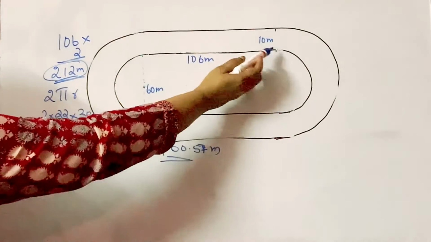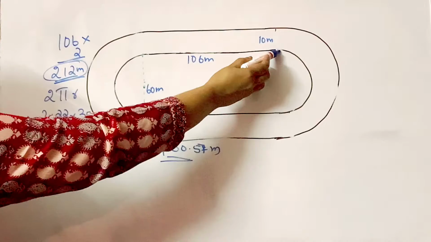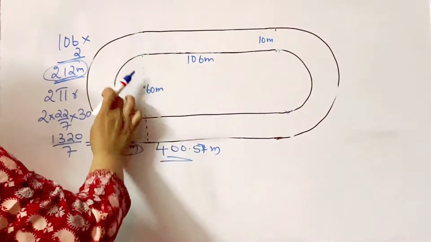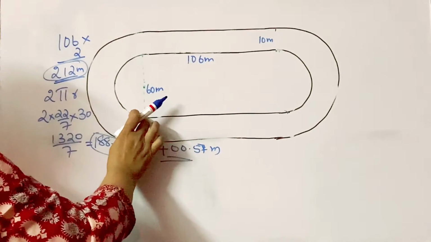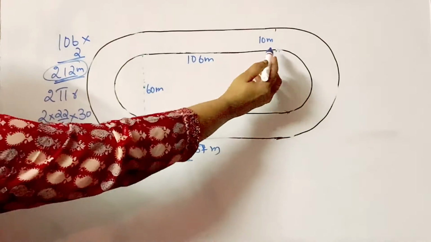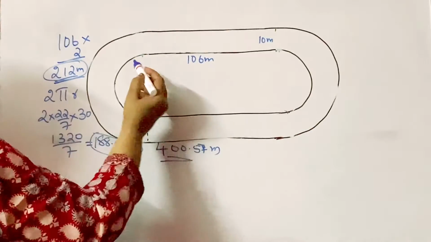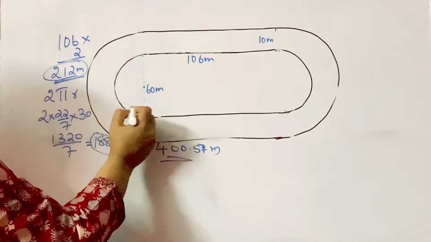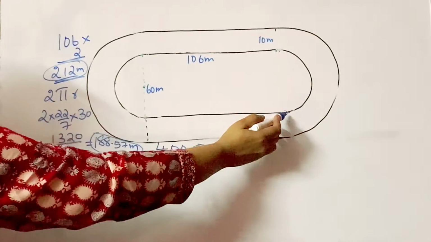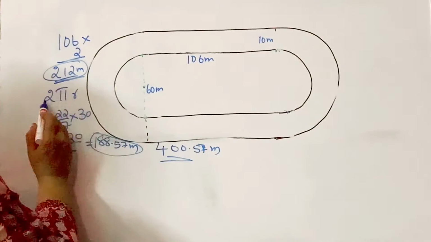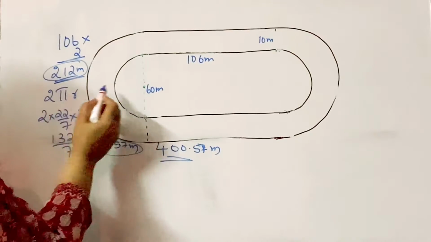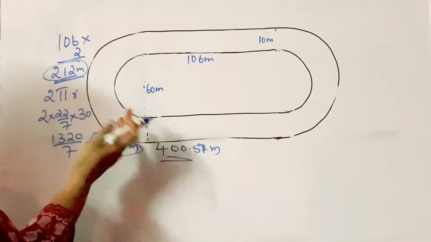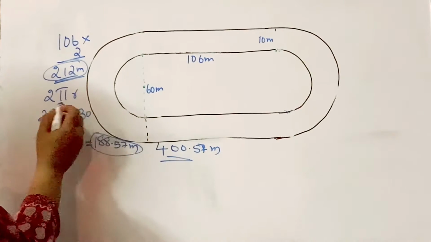Here, from here to here, that length is given to us, that is 106 meter. Here also the same length. Then this length, that is the circumference of the semicircle. Same length here also. So circumference of the semicircle is pi r. Here 1 pi r is there. Here another pi r is there. So add those two, then we will get 2 pi r. Here the radius is same, that is why we are adding like that. If the radius is different, we cannot add like that, okay?